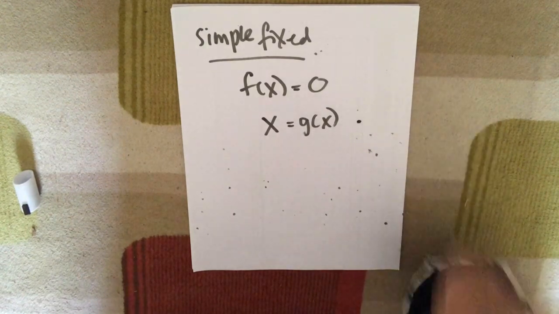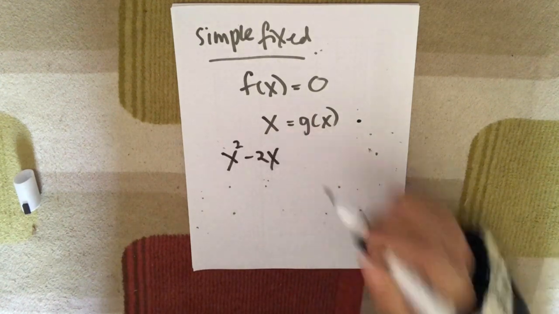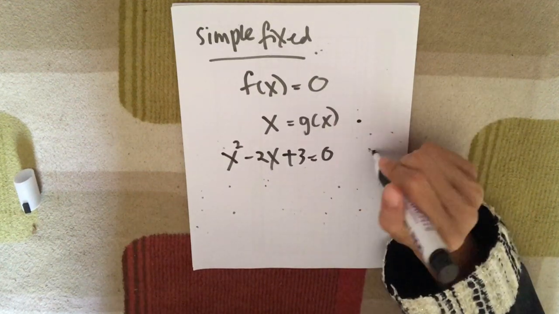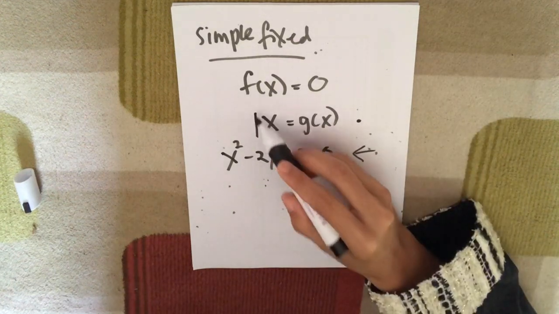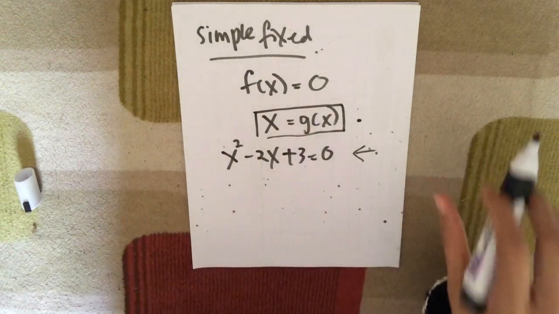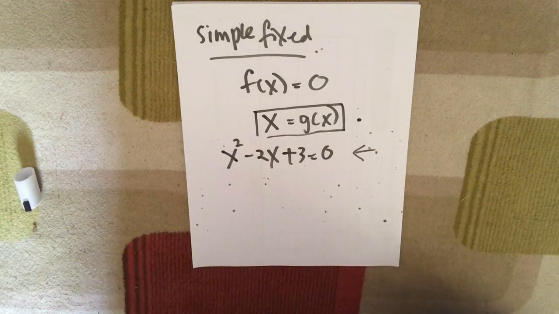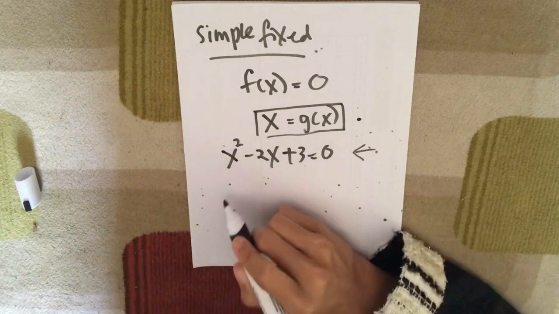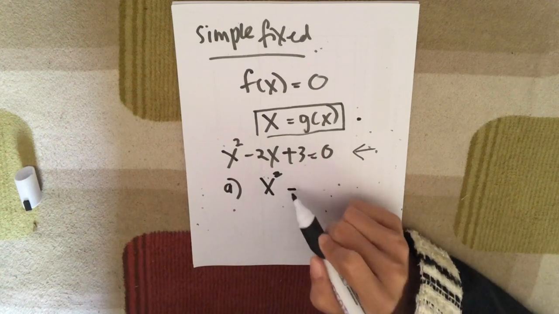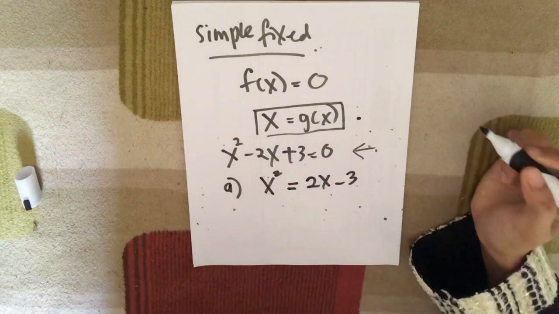Okay, so I give you an example. For example, you have the equation x squared minus 2x plus 3 equals 0. So this is your function f(x). The next step is you want to make x at the left hand side and g(x) at the right hand side. So then what do we do next? You have x here, x squared, so you can choose either one. For example, let's say the first one, you have x squared here and then equal to, you bring this to the right hand side, so you have 2x minus 3.